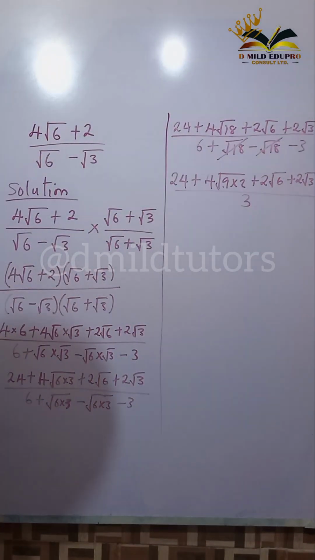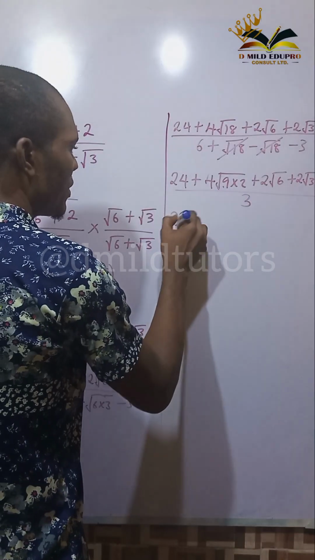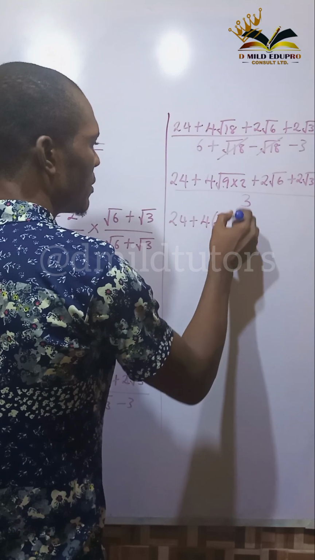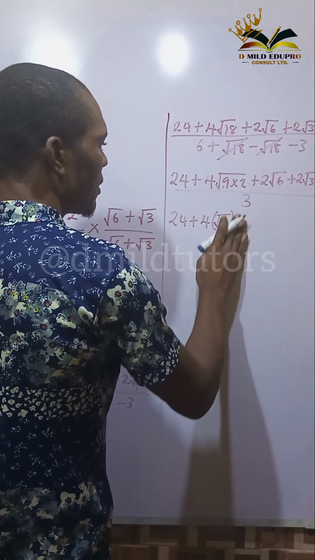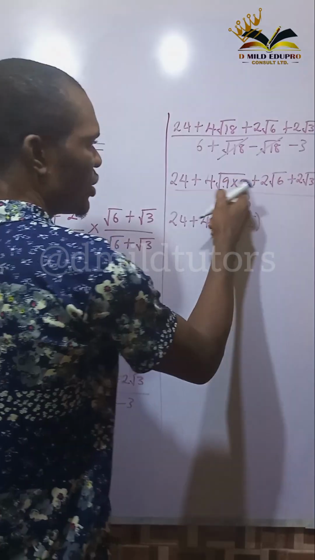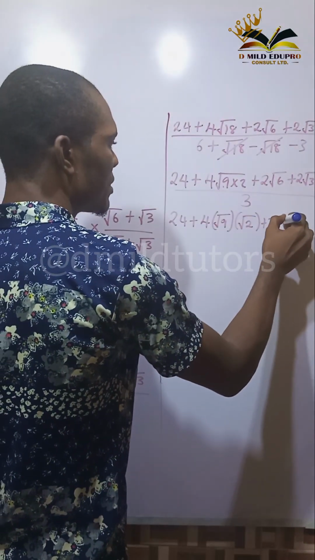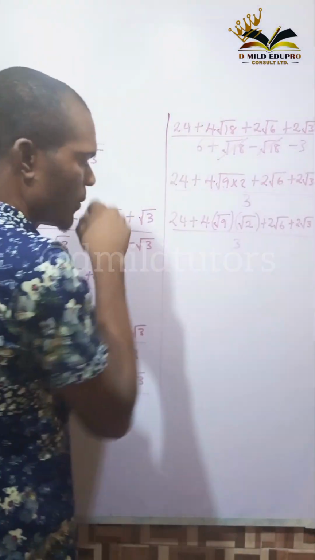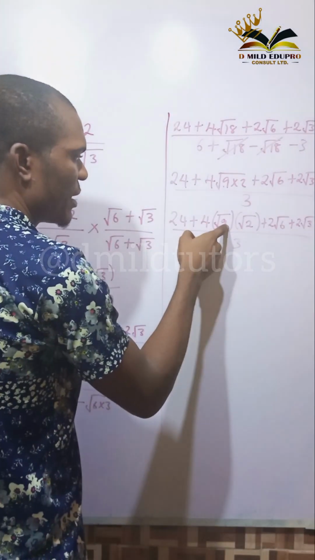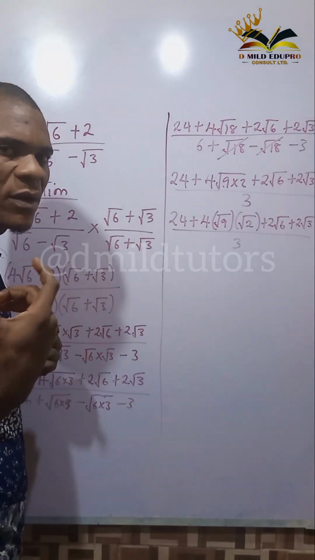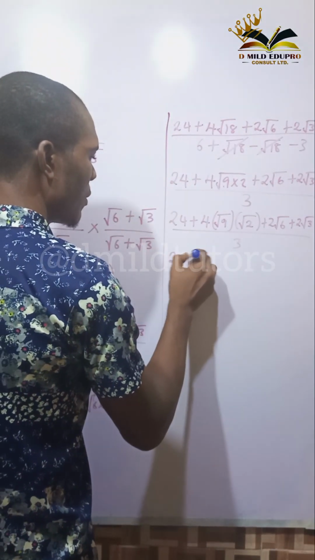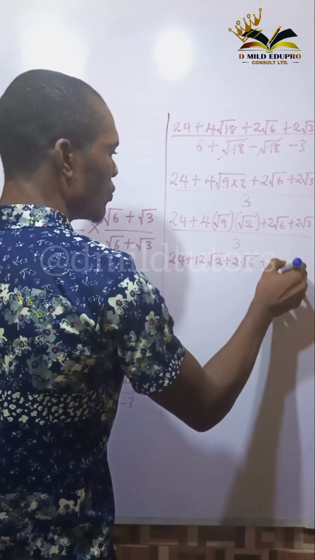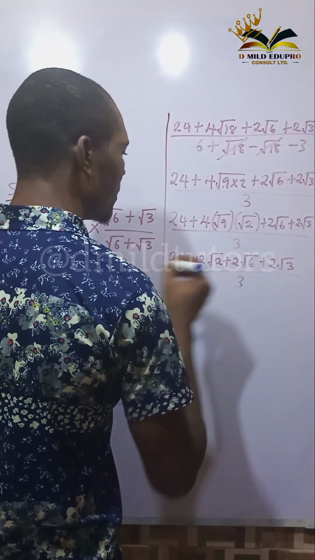All right. Now we can further break this down as 24 plus 4 multiply by root 9, multiply by root 2, because we share this root when you're multiplying, then plus 2 root 6, plus 2 root 3, all over 3, right? So root 9 is 3, and then that 3 times 4, we have 12, so we have 24 plus 12 root 2 plus 2 root 6 plus 2 root 3 all over 3, right?